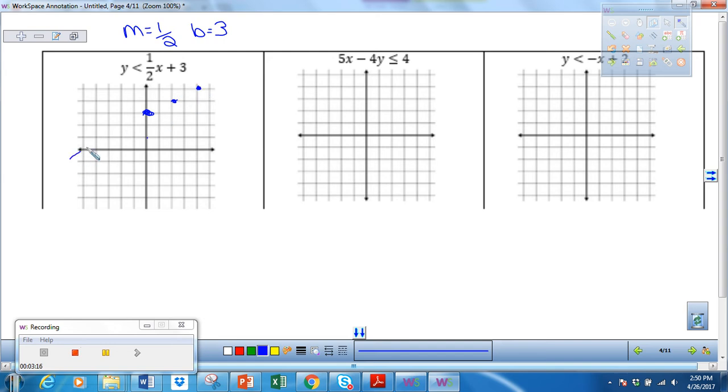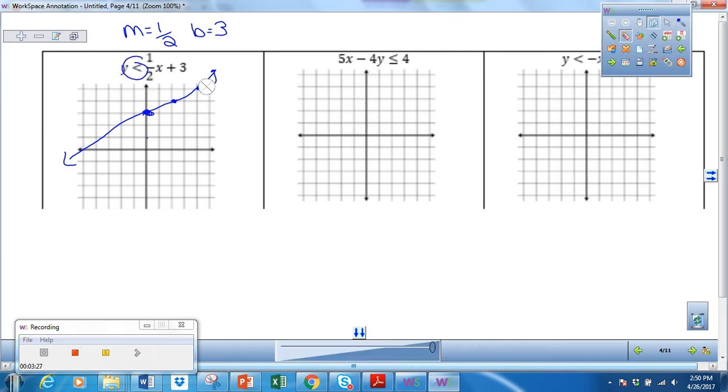And then we graph our line. Now, my line may not be that straight, but you have straight edges, rulers you can use. Now, because it's less than, I've already made a mistake. Because it's less than, my line needs to be dashed. So I'm going to come back and dash this line, put some dashes there, and it's dashed because it's less than. What's on the line is not included in the solution. And then, because it's less than, I'm going to shade below the line.